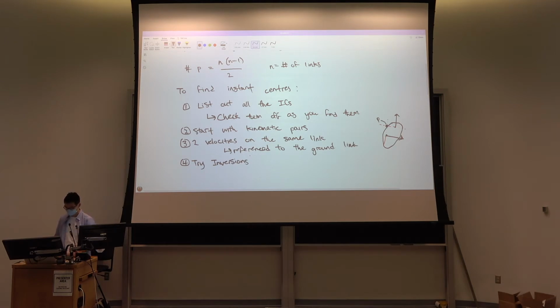Or something we call Kennedy's theorem. Kennedy's theorem is really powerful, but I will get into that after the following example. So Kennedy's theorem, stay tuned.